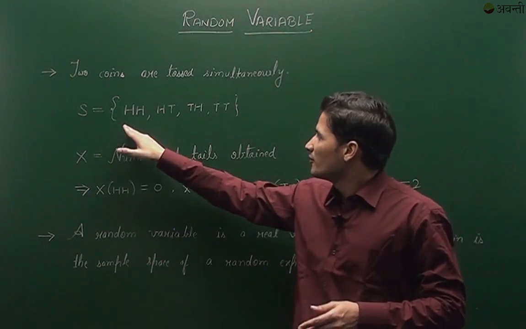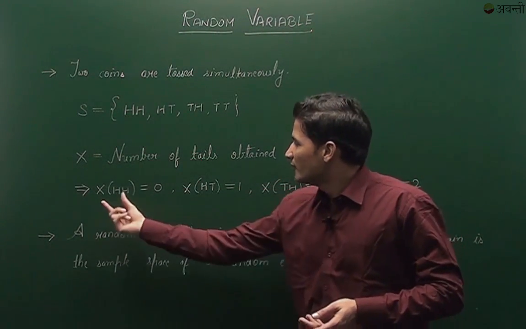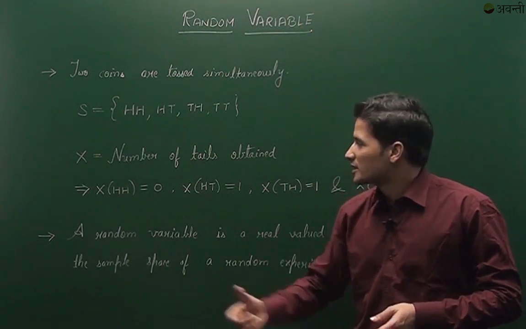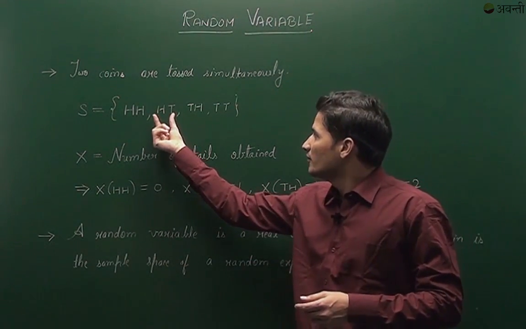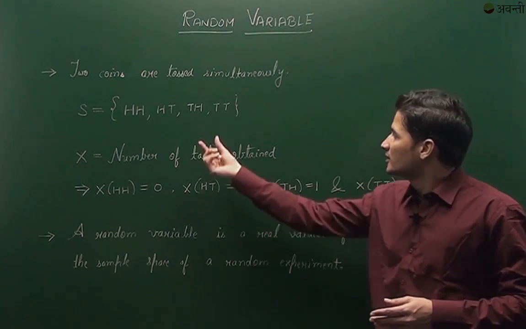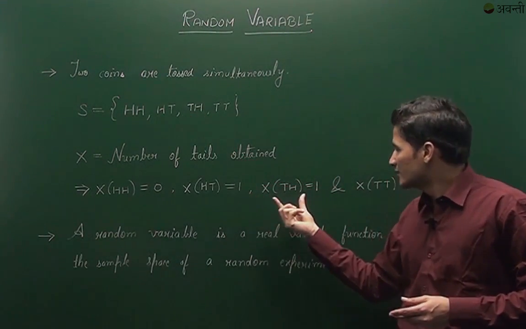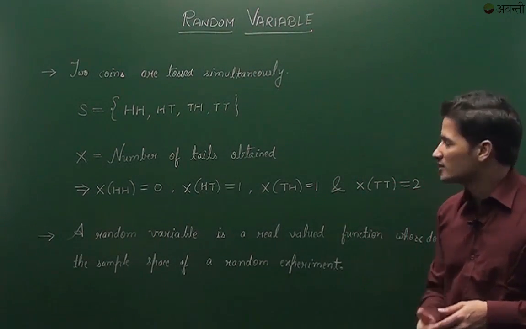In the first outcome, where we have two heads, the number of tails is 0, so the value of x will be 0. This is our random variable for the first outcome. In the second outcome we have one tail, so x will be equal to 1. Similarly, in the third case we have one tail, so x will be 1. And finally, in the last case we have two tails, so the value of x will be 2.